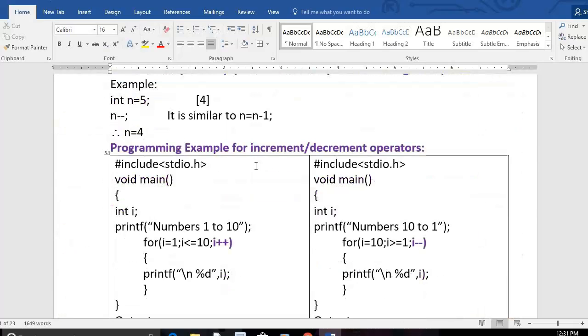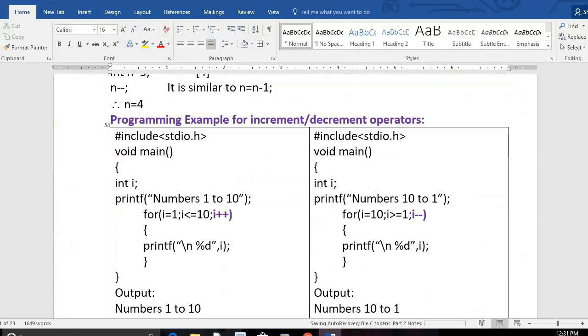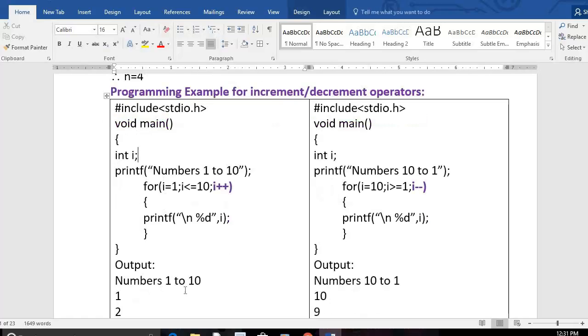See the programming example. This is a C program to print 1 to 10 numbers. I is one variable, with no value at all. It will print the message numbers 1 to 10. For, this is the for loop. It has 3 expressions: first one, second, third. This is the first expression, this is second, this is third. The first expression works for the first time only, once. Means 1 will be stored in I.